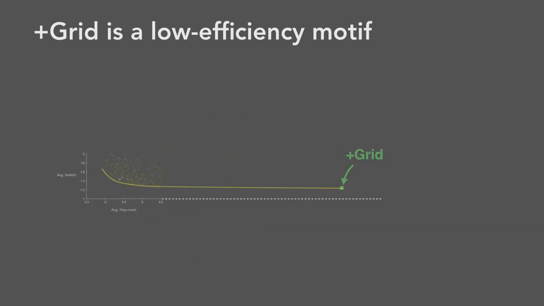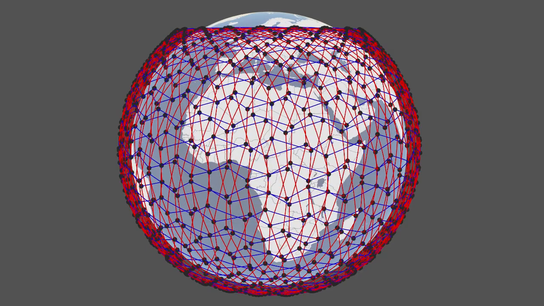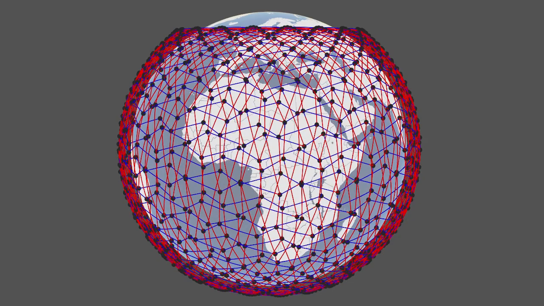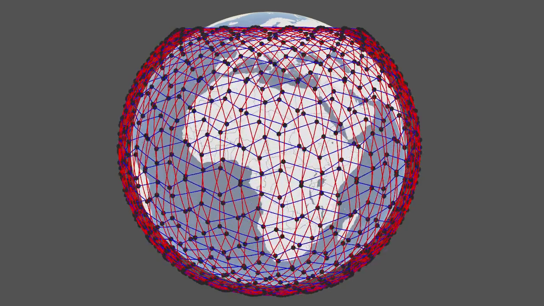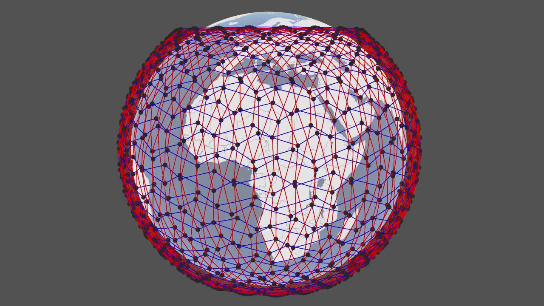This is where plus grid operates, with the best available stretch but very high hop count, thus being a low efficiency motif. Note that the slope of this frontier is small enough on the right side such that by sacrificing 2% stretch, one can improve hop count by 32%. This is one of the resulting motifs for the 40 squared constellation that provides much higher efficiency than plus grid using a combination of long and short links of different orientations. I am showing the two links in the motif in different colors here for clarity.